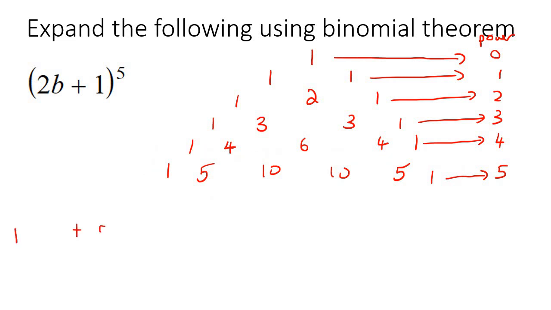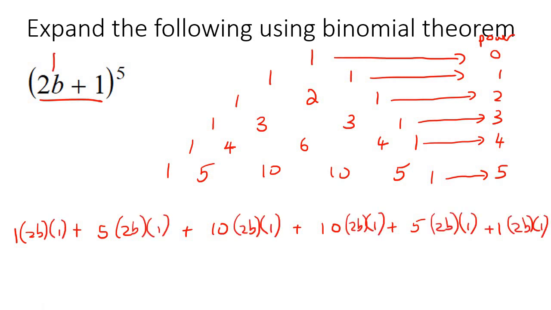So 1 plus 5 plus 10 plus 10 plus 5, plus 1. I think we need a bit more space there. Okay, and now we're just going to go do what we always do. So we're going to say 2b, and we're going to put the 1. And then what you do is you just take the first one, and you count the number down from 5. So 5, 4, 3, 2, 1, 0. And then the other one, you just go the other way around. 0, 1, 2, 3, 4, and 5.